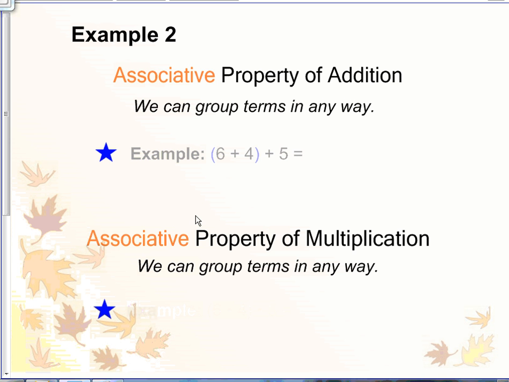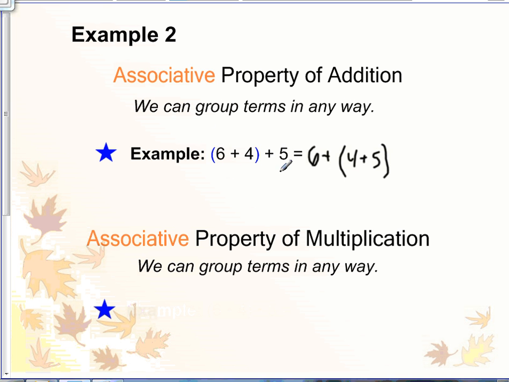So for example, 6 plus quantity 4 plus 5 can equal the same thing as quantity 6 plus 4, plus 5. Now, the way that this changes our problem is according to our order of operations. We know that we are going to add what's in the parentheses first.